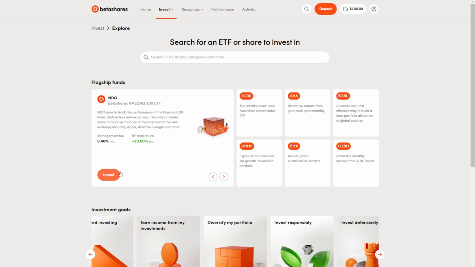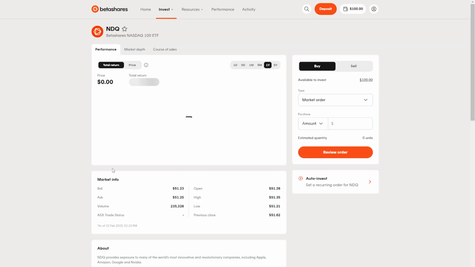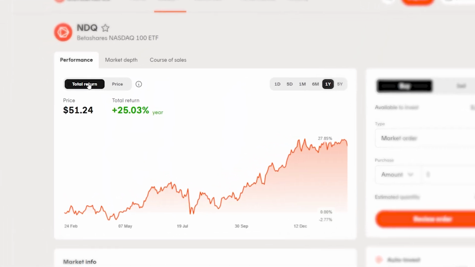So I'll click on NDQ and go into its actual page. Looking at this page, it can definitely seem very overwhelming, so let's jump into it and break everything down. The first thing we're going to do is focus on the performance tab. We can see the 1 year return, the total return for this ETF has been 25%. We can filter this by different time periods.